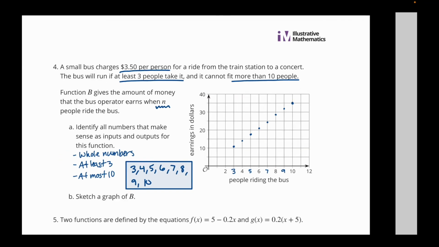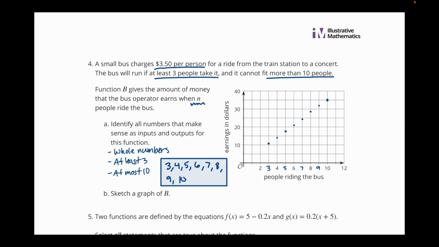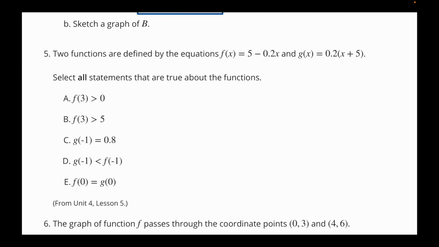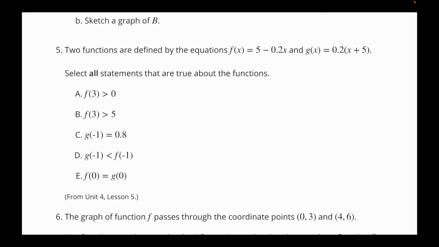If I want to be more specific, it can't really draw a straight line because you can't use fractions of people. Okay, let's do number 5. I have 2 functions defined by the equations f of x equals 5 minus 0.2x and g of x equals 0.2 times the quantity x plus 5. We're going to select all statements that are true about the functions.